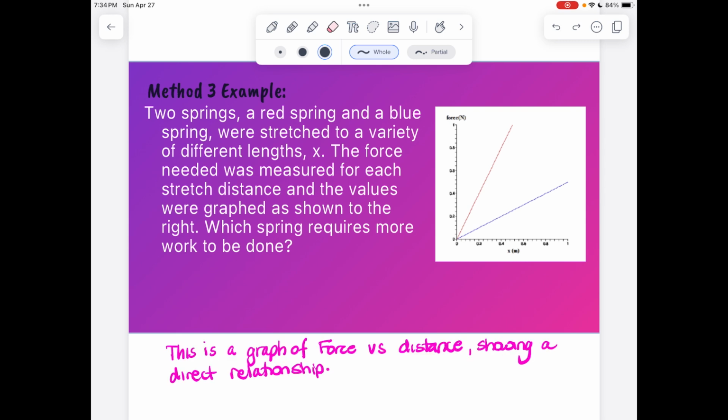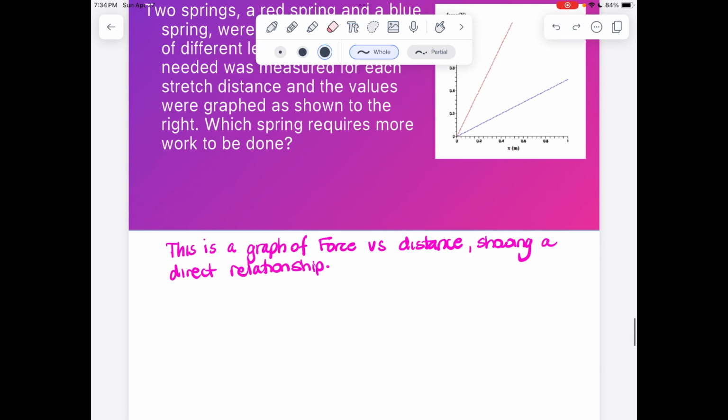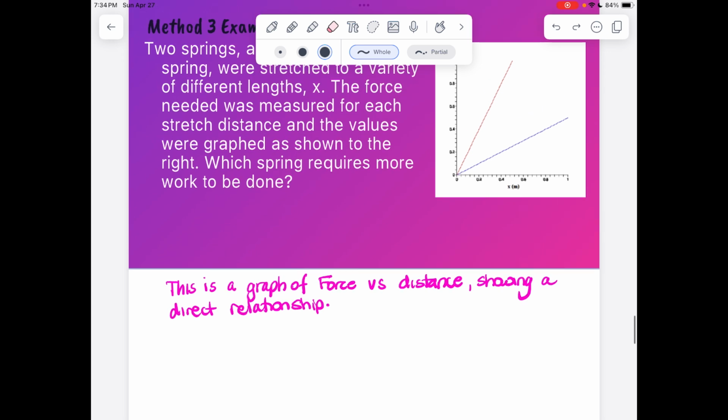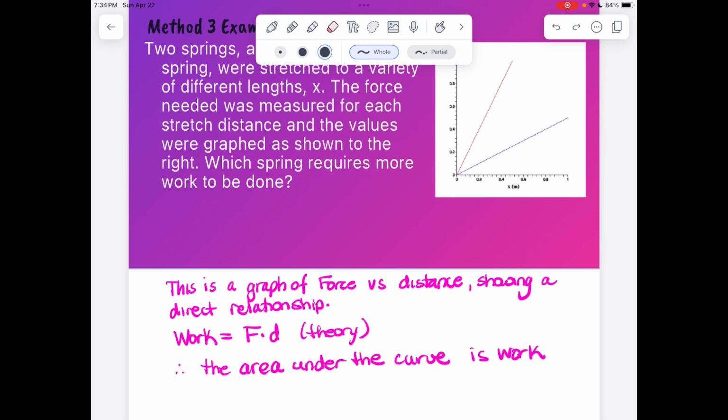Well, I would first, again, identify what we see. This is a graph of force versus distance showing a direct relationship. And since they mention work, I'm going to write that down because that's the theory I need to use. I have to figure out what work is. That's force times distance. Now, you could, I guess, pick a point, but that's not going to be as helpful in this case. So think, okay, if that's not going to be as helpful, then I can figure out, oh, the area under the curve is work.